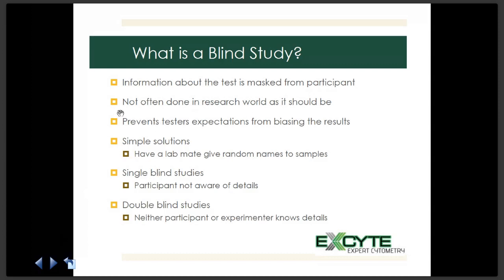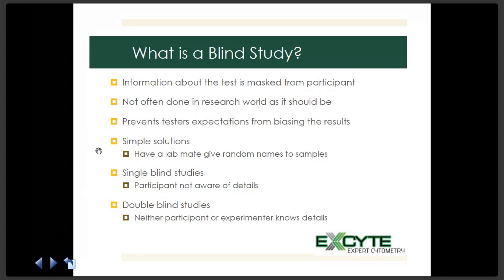Now, in the research world, when I was in the lab as a postdoc, we never did this. I would go down to the vivarium, get the mice that I needed for my experiments, and I knew what the mice were. I'd extract the tissues and label them, control in one tube, experimental in the other. And so there was an inherent potential to bias the results because I knew what was going on.